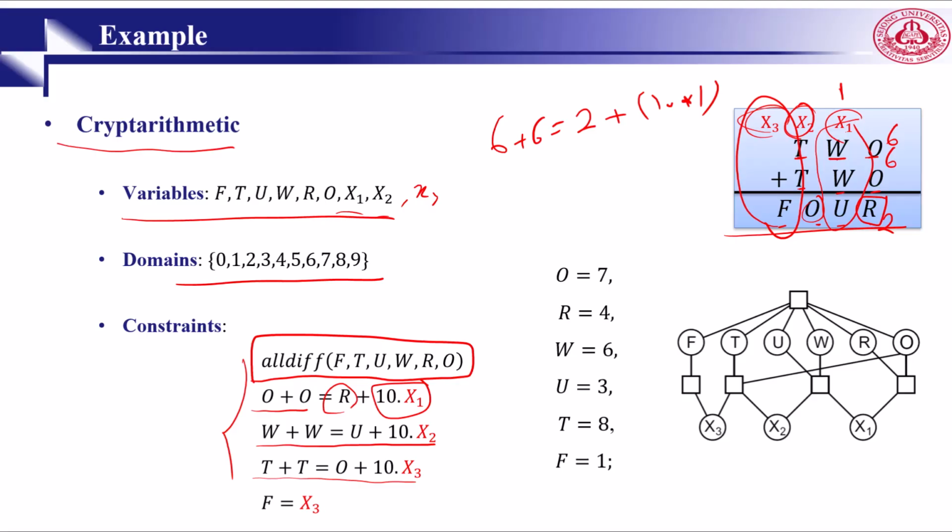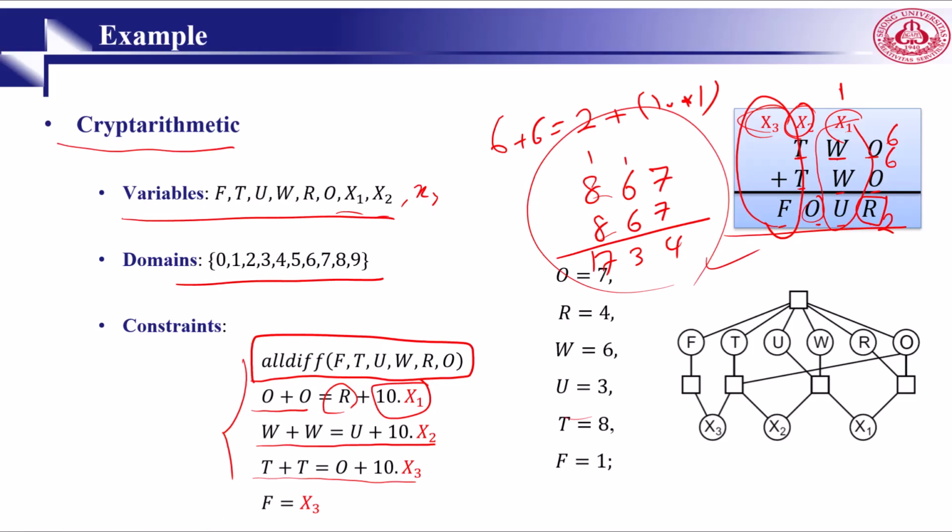So for this example, O as 7 and R as 4, then we have W as 6, right? 13 and then 17, right? So you can see here, T is equal to 8, and W is equal to 6, and U is equal to 3, and F is equal to 1. So this is okay, right? CSP can help us solve these crypto-arithmetic problems.